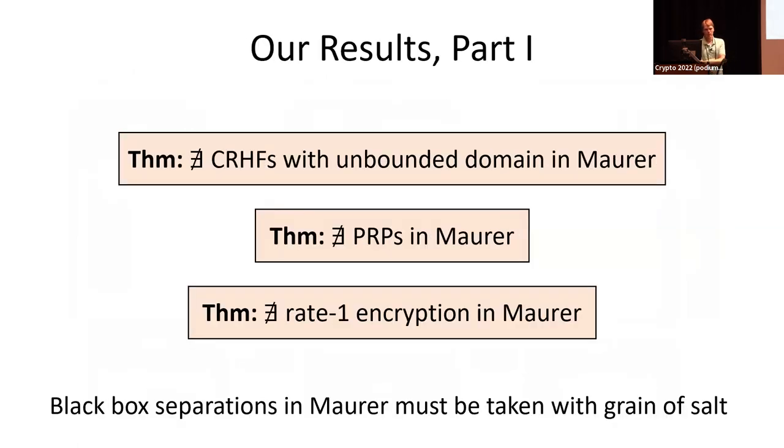Okay. So we give a few additional results to drive the point home, showing that collision resistant hash functions with unbounded domain, pseudorandom permutations, and rate one public key encryption, none of these exist in Maurer's model. And what this shows is that if you're going to prove a black box separation in Maurer's model, if you're going to prove that something is impossible, you have to take it with a big grain of salt, because these are all things that we know exist in the standard model and are pretty standard, and they don't exist in Maurer's model. So it shows that you need a more careful interpretation of an impossibility in Maurer's model.